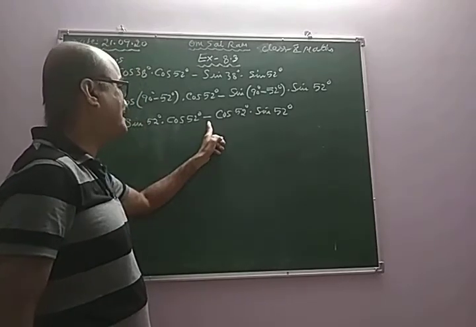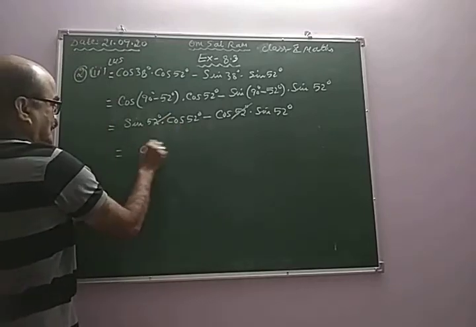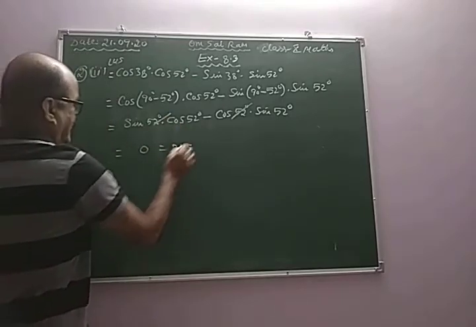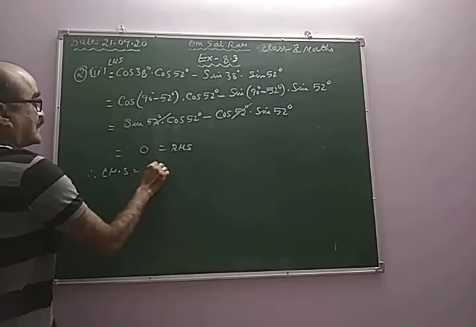Both are the same and have a negative sign, so this will be cancelled, right? So it is equal to 0. That is equal to the right hand side. So therefore, left hand side is equal to right hand side.